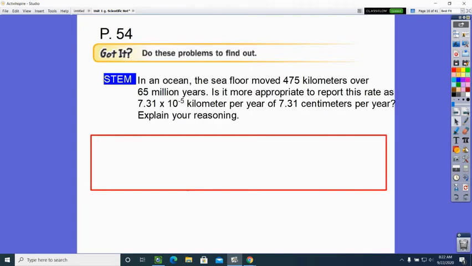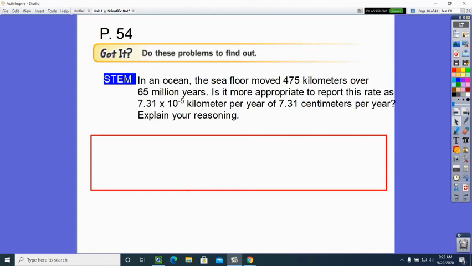So I'm going to ask you to see how you do on this one. In an ocean, the sea floor moves 475 kilometers. Kilometers means 1,000 meters. A meter is like a yard, and a kilometer is more like a mile. Okay, so 475 kilometers over 65 million years.